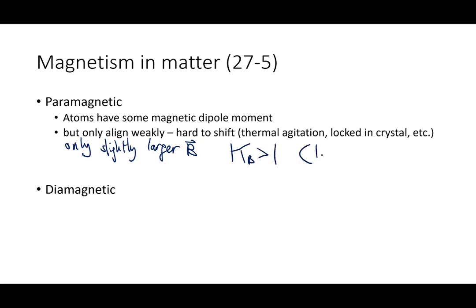But usually, for most material, we're talking on the order of, say, 1.00001. So the effect is not very big in these paramagnetic materials.